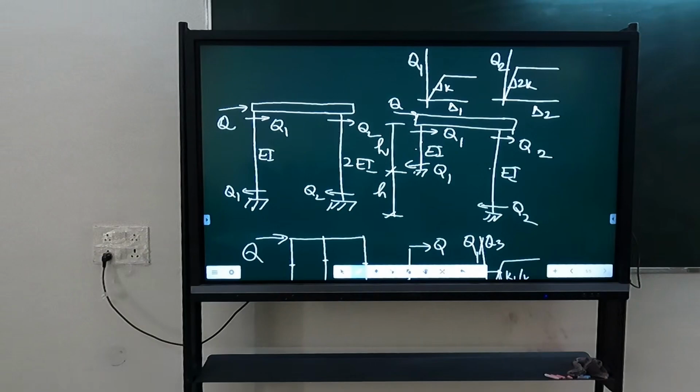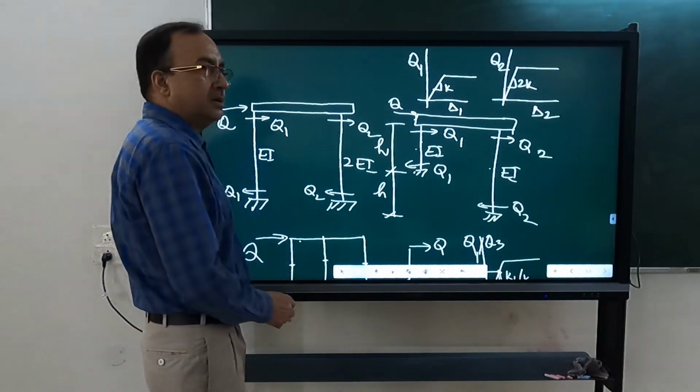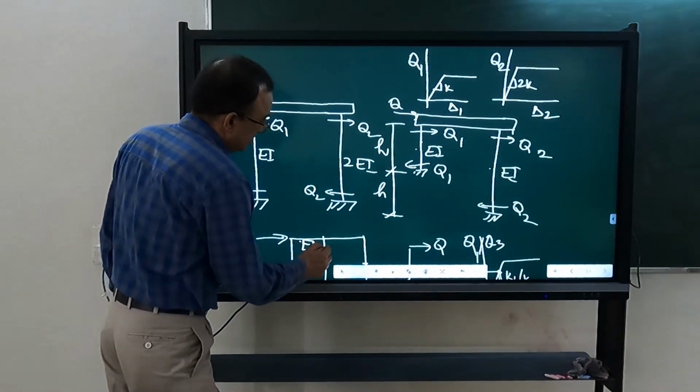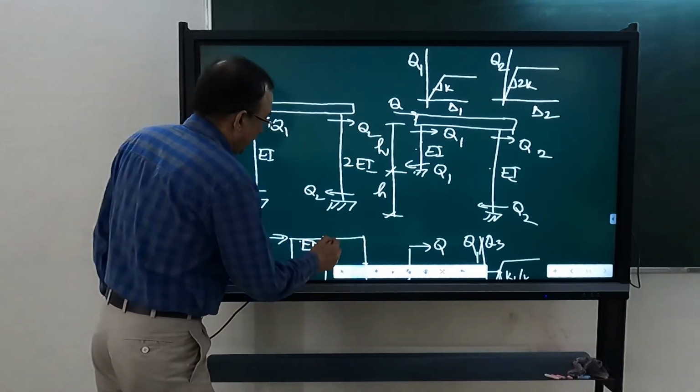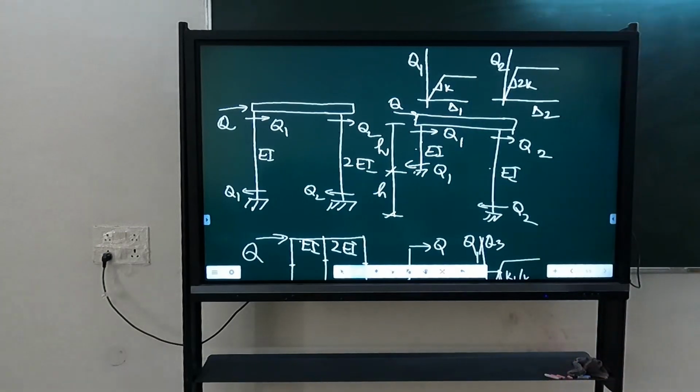Because suppose this beam has a stiffness of EI, left side. Column. Not this beam, beam. This beam, EI. And that right beam is having 2 EI. Okay. So then the stiffness on the center column will not be double. It won't be double. Double will be there only if the left side one beam and the right side two beams are same. Then only it will be double. If you change the beams themselves, then it is not going to be double. But the principle will be the same.